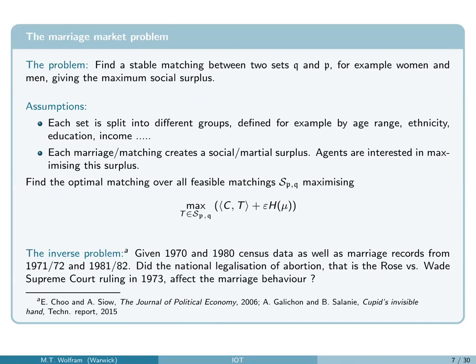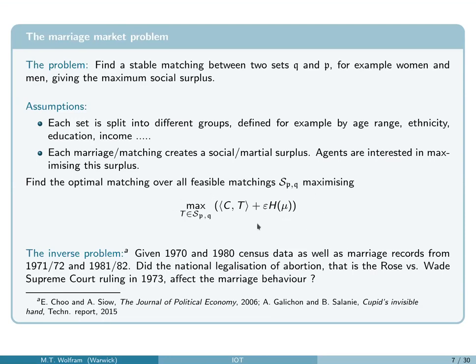Just to conclude, the example that is also quite nice here is this marriage market problem. So again, we now have vectors Q and P, and you can think of them, as I said, as male and female. And in this setting, they are split in groups. So you have different age ranges, education, income. And if I match male and female, then this creates some social surplus. And each of the individuals wants to maximize their surplus. And what they were looking at was actually a formulation like this.